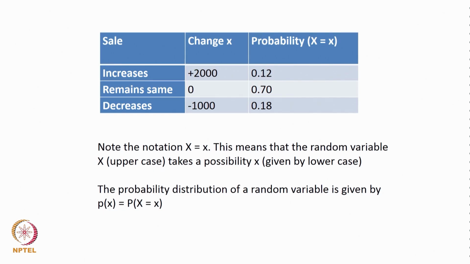So probability distribution of a random variable is given by P of X equal to x, where in X equal to x the uppercase X is the random variable and the lowercase x is the value that the random variable can take, or a possibility that the random variable can take.